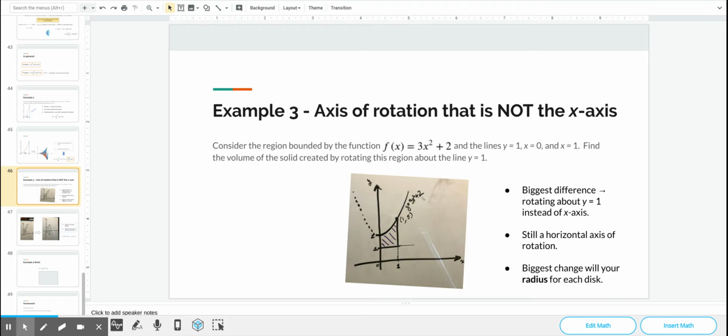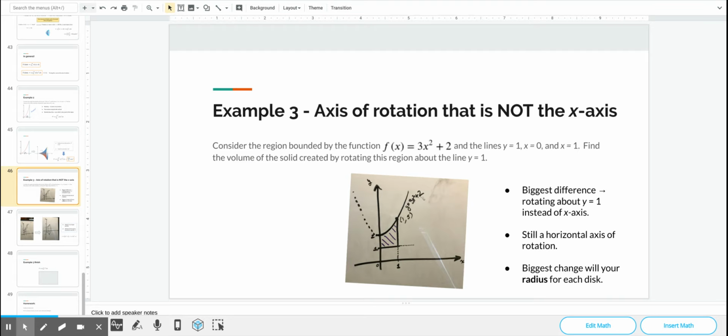But here's what we're going to do. We're going to take this region. We're going to use the parabola 3x squared plus 2. We're going to use y equals 1, which is this horizontal line coming out of the y-axis. We're going to use x equals 0, which is really just the y-axis, and then x equals 1, which is this line right here. So it's this region that I've shaded in. That's the region that we're actually going to rotate about the line y equals 1.